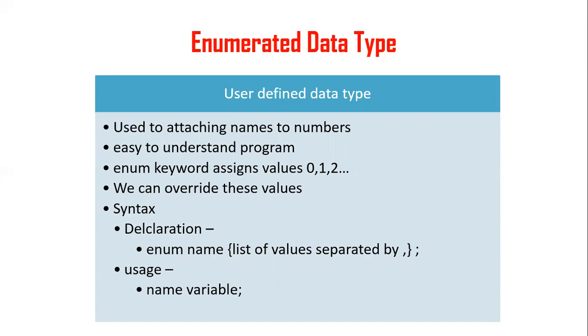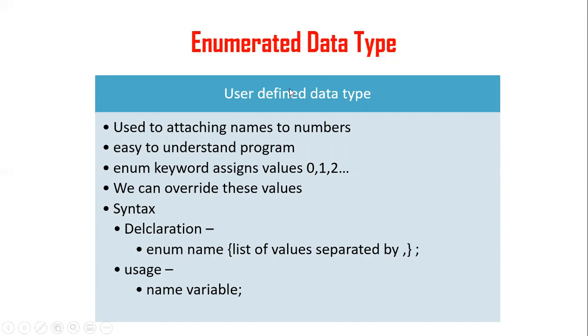Let us say the switch is on and off. Instead of saying switch is equal to 0 and switch is equal to 1, we can say off and on. So while writing the program, if I use switch is equal to off, it makes sense. It can help us to understand the program as well.